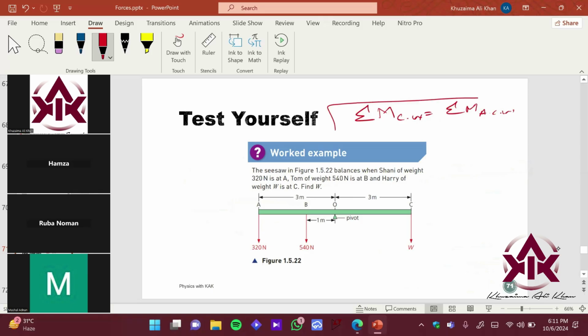So now I want you guys to find the value of W. They are saying that the seesaw is now in equilibrium. It is basically in a balanced position. So you can only apply this formula if it is in equilibrium, right? Now try to solve it out, and if you're done, raise your hand, okay?